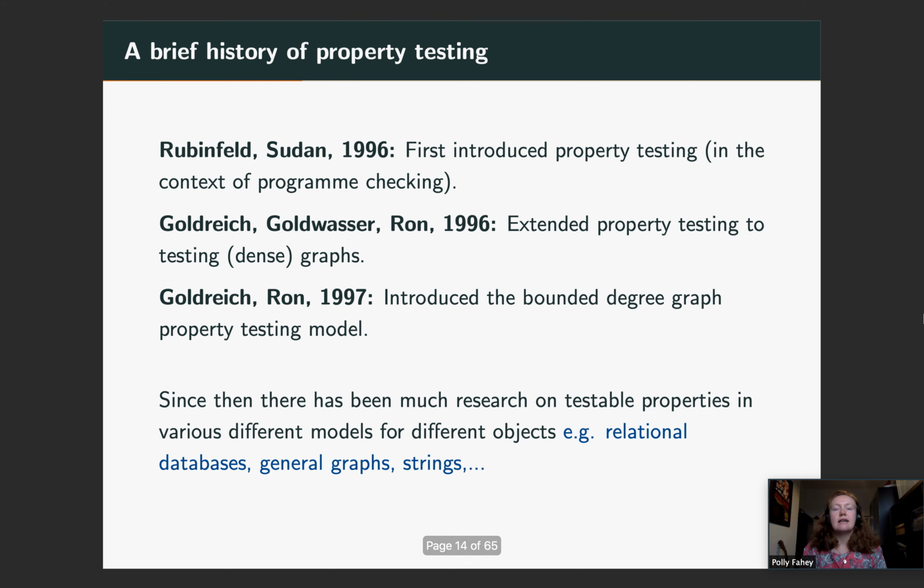So property testing has been around for over 20 years now, and since then there has been much research on what properties are testable in various different models and for various different objects. For example, there's a model for general graphs, which is suitable for graphs that are not necessarily dense, nor have bounded degree. There is also work on property testing for relational databases, and in fact everything that I will discuss in this talk can be easily extended to relational databases.